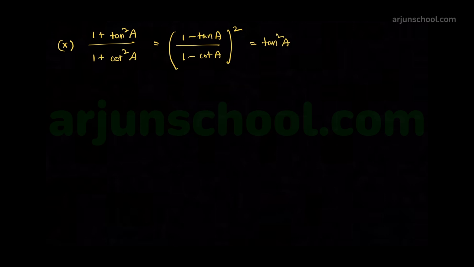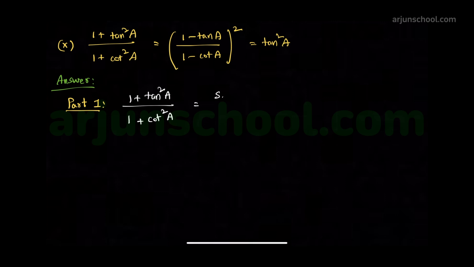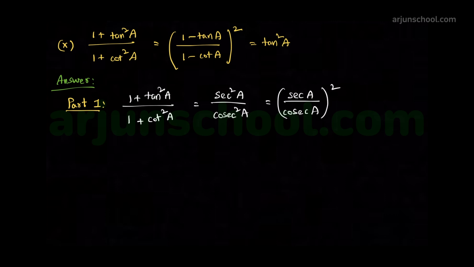10th problem. Prove that 1 plus tan² A by 1 plus cot² A is equal to 1 minus tan A by 1 minus cot A whole square. That is equal to tan² A. Now let us take the part 1, which is 1 plus tan² A by 1 plus cot² A. We know that 1 plus tan² A is equal to secant² A and 1 plus cot² A is equal to cosecant² A. Therefore, it becomes secant² A divided by cosecant² A. That is equal to secant A by cosecant A whole square. Secant A can be written as 1 by cos A and cosecant A can be written as 1 by sin A.